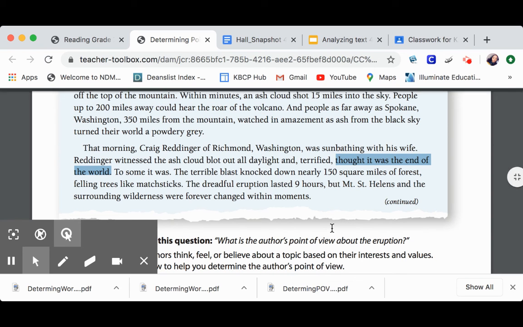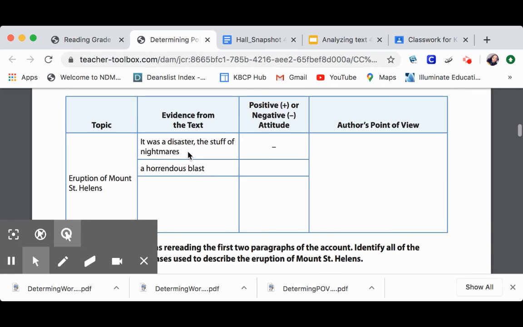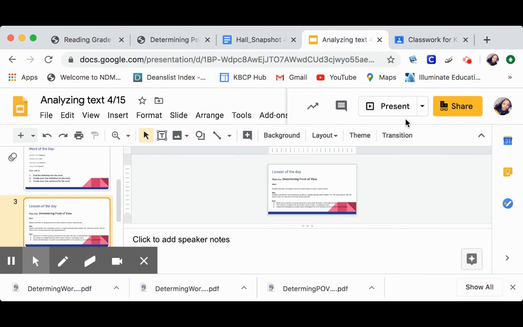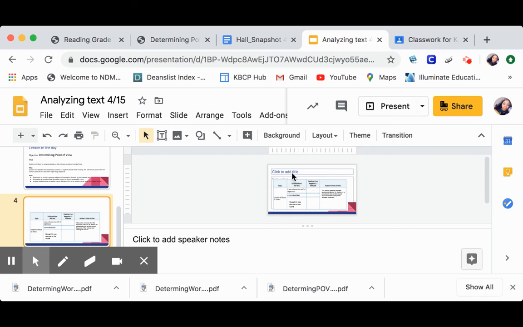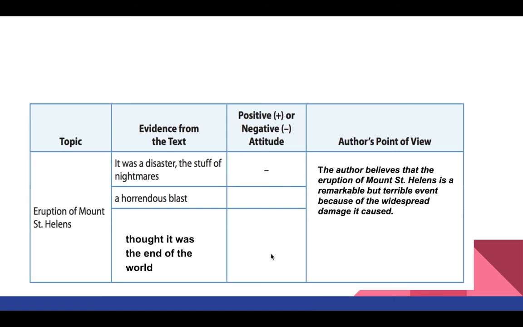And would that be positive if I think it's the end of the world? No, of course that would be negative, right? So that will go in this box. All right, I'm sorry. So thought it was the end of the world. We know that all of these are negative. So the author's point of view would be the author believes that the eruption of Mount St. Helens is a remarkable but terrible event because of the widespread damage it caused.